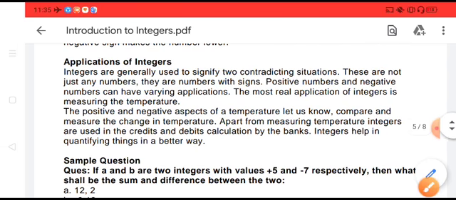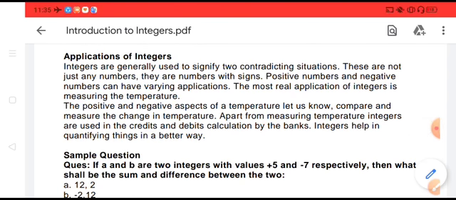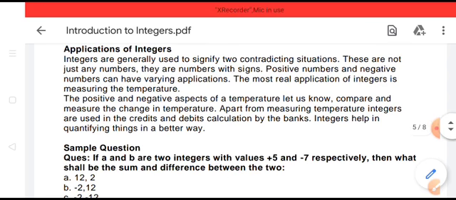Positive numbers and negative numbers can have varying applications. The most real application of integers is measuring the temperature. The positive and negative aspects of a temperature let us compare and measure the change in the temperature. Apart from measuring temperature, integers are used in credits and debits calculation by the banks. Integers help in quantifying things in a better way. This is the example.